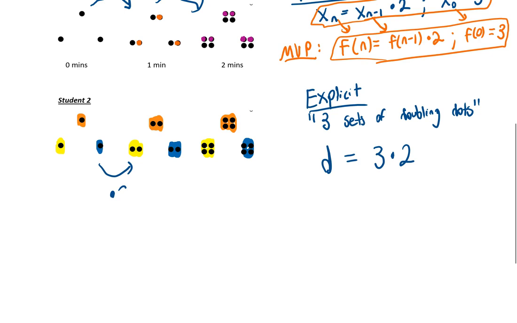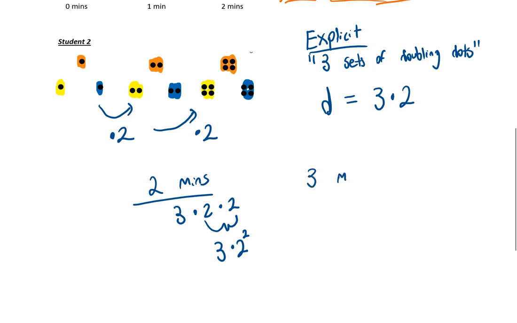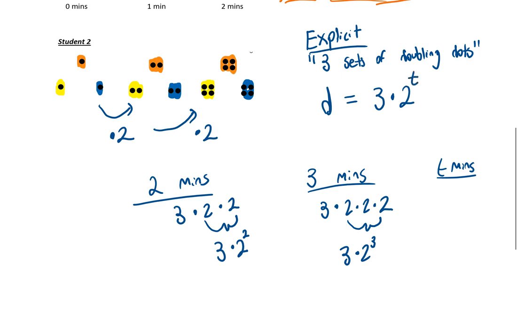Well, I have times two once from 0 minutes to 1 minute, and then times two again to 2 minutes. So at 2 minutes, what I would have is three times two times two. Well, another way of representing two times two is two to the second power. At 3 minutes, I would have had three times two times two times two, or in other words, three times two to the third power. So you can kind of see that at T minutes, we're going to have three times two to the T power.